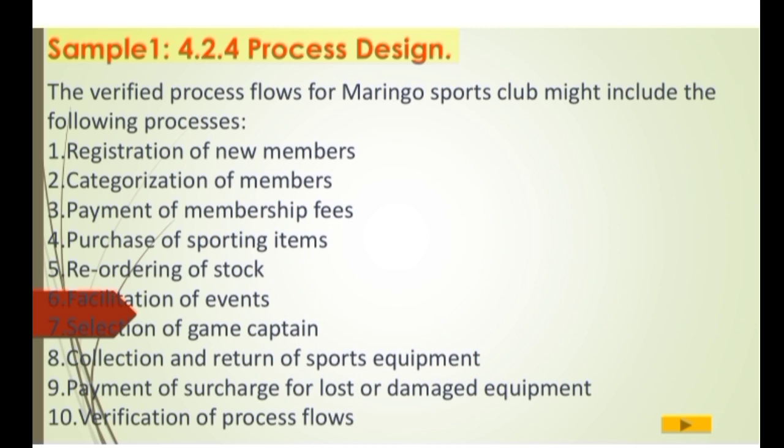Sample 1. 4.2.4 Process Design. The verified process flows for Maringo Sports Club might include the following processes. 1. Registration of new members. 2. Categorization of members. 3. Payment of membership fees. 4. Purchase of sporting items. 5. Reordering of stock. 6. Facilitation of events. 7. Selection of game captain. 8. Collection and return of sports equipment. 9. Payment of surcharge for lost or damaged equipment. 10. Verification of process flows.